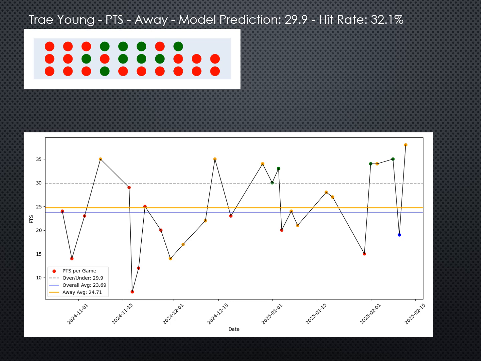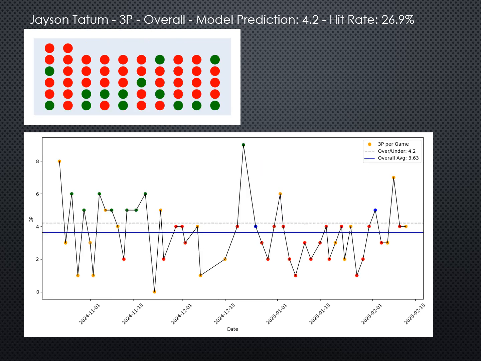All right, so now we're on to Boston. We got Jason Tatum with 3 pointers. The model's predicting him at 4.2, which he's hit a little bit over a quarter of the time, 26.9%. But that point two means that all of those fours are misses. So if you look at the fours, it looks like he's got about 14 more times that he would have hit the line if we went to four being the line.